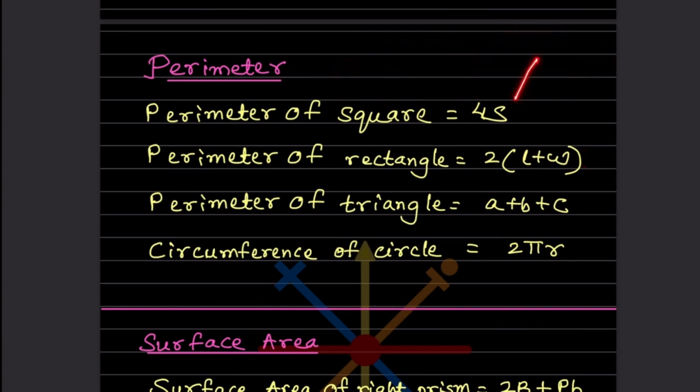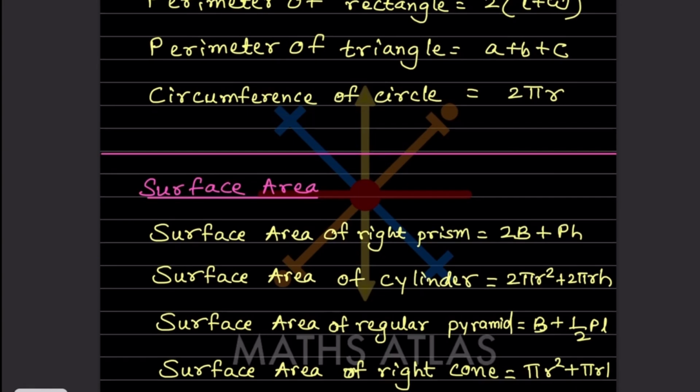And perimeter of a triangle, you know the triangle, this is A, this is B, this is C. So you are going to add all, A plus B plus C. And circumference, we don't say perimeter of circle, but we say circumference of circle, that is 2 pi r.